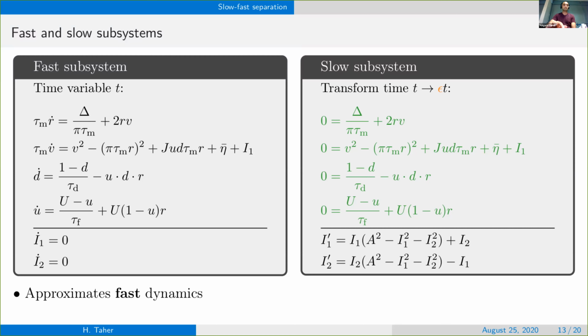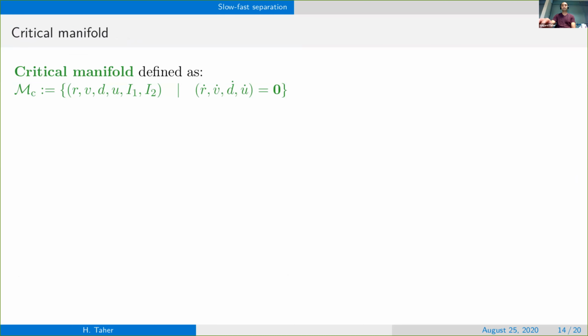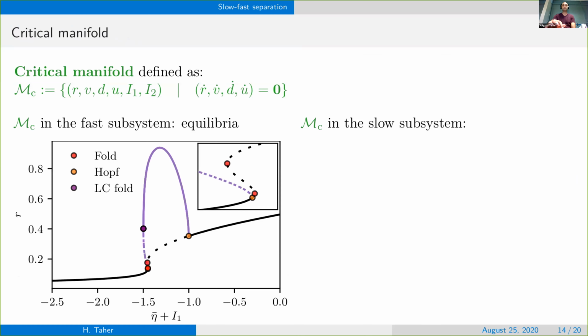As a general remark, the fast subsystem, in this epsilon to 0 limit, approximates fast dynamics and the slow subsystem approximates slow dynamics. And the meaning of this critical manifold is also different for the two systems. So in the fast subsystem, the critical manifold defines the equilibrium. So we have here the bifurcation diagram.